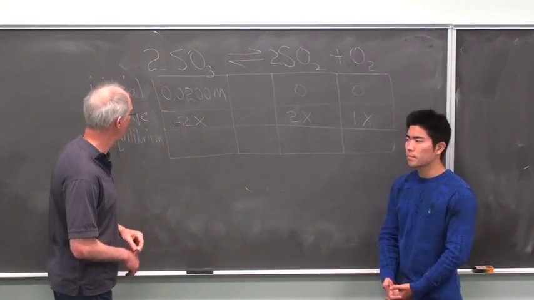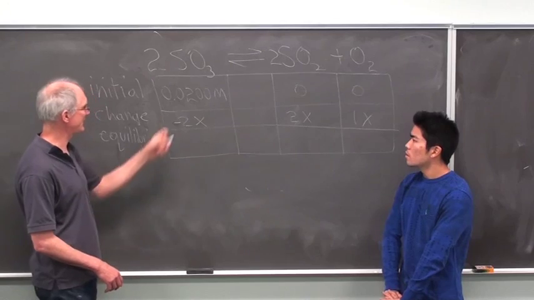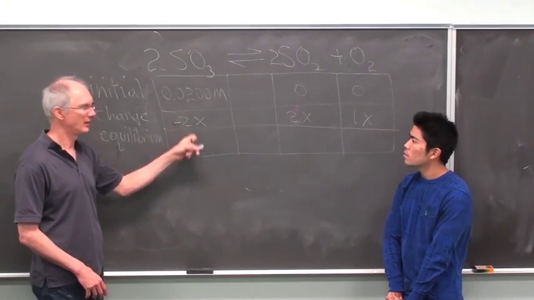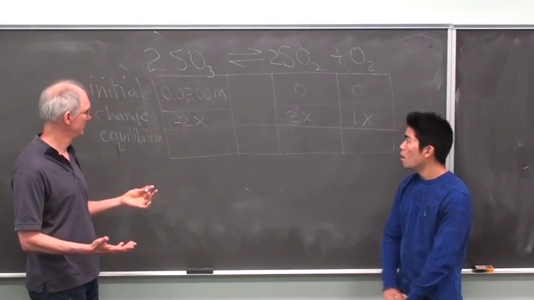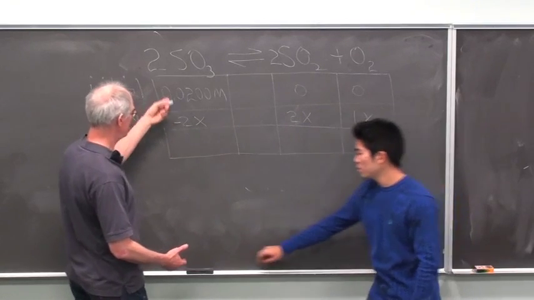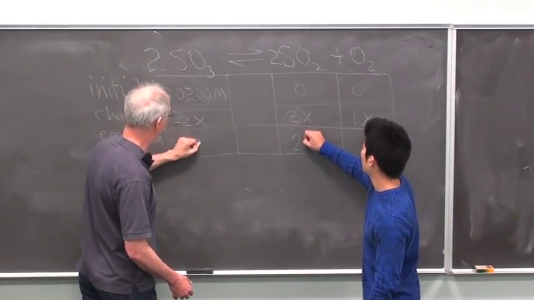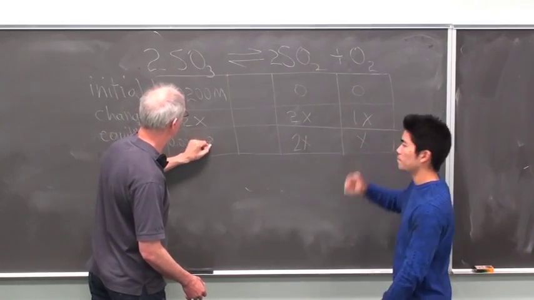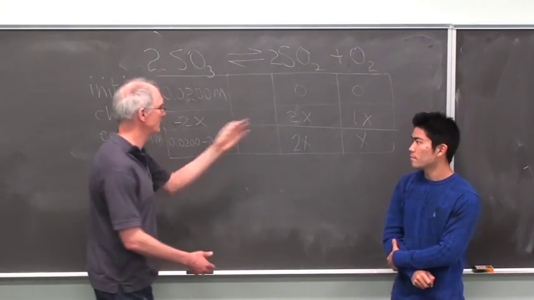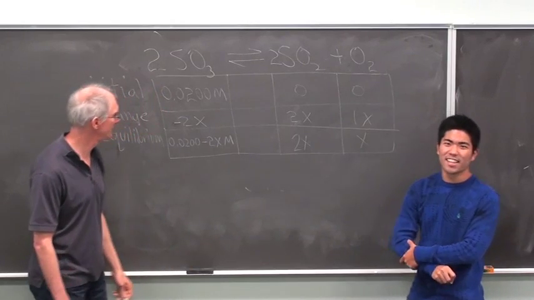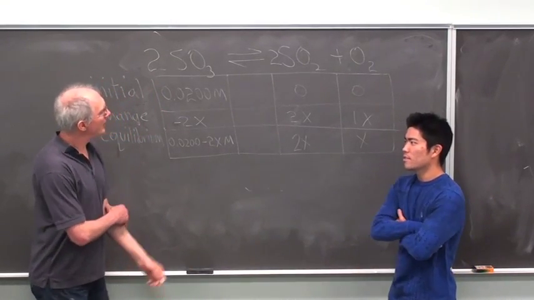What about the equilibrium? If I started with this one and it changed by that, in equilibrium, what do I have? The addition of those 2 together. Just add these 2 together, and you get 0.0200 minus 2x molar. His were easy because he added to 0. It's tough sometimes.